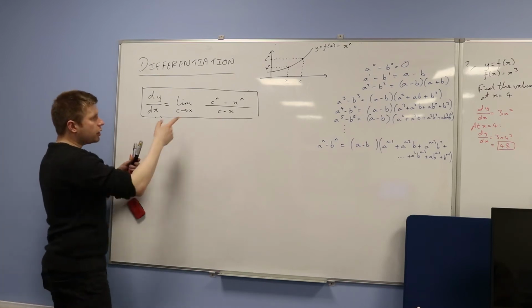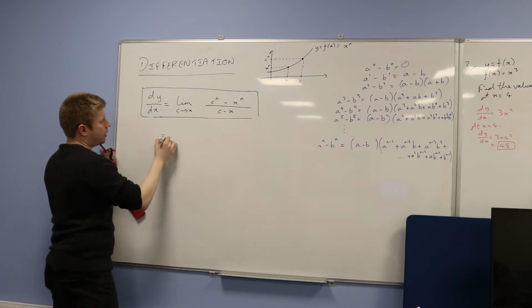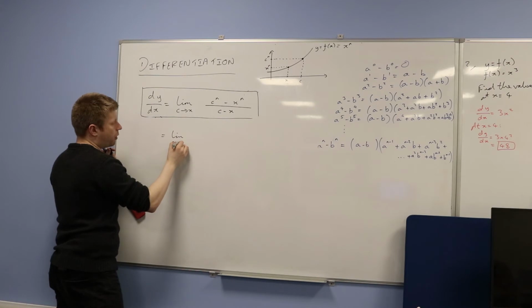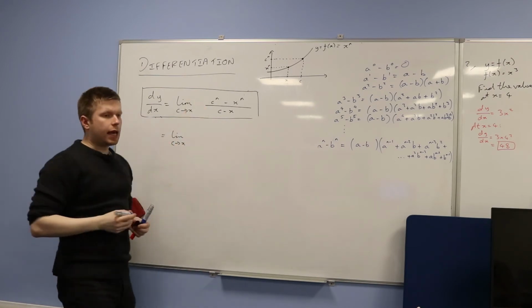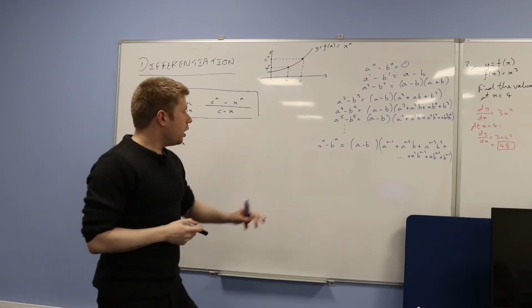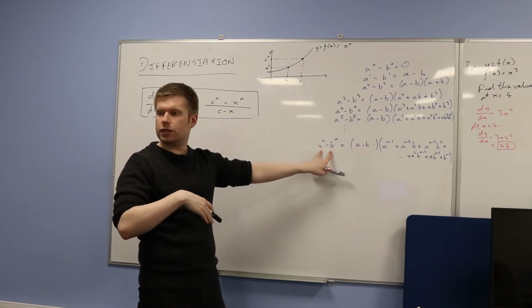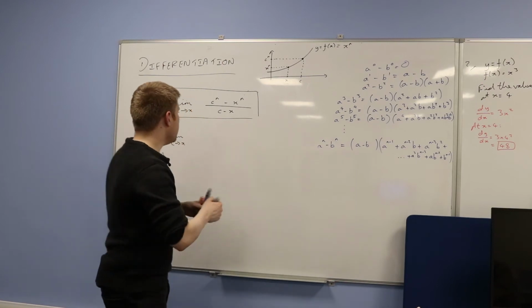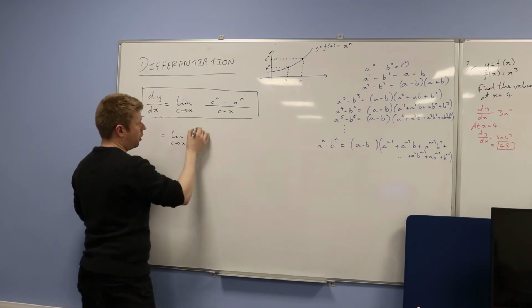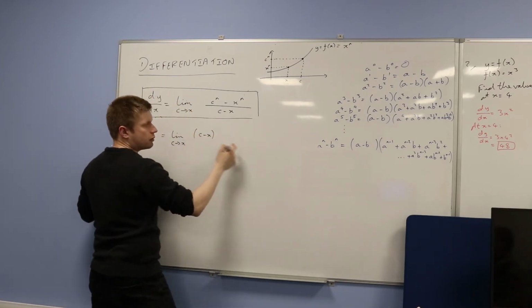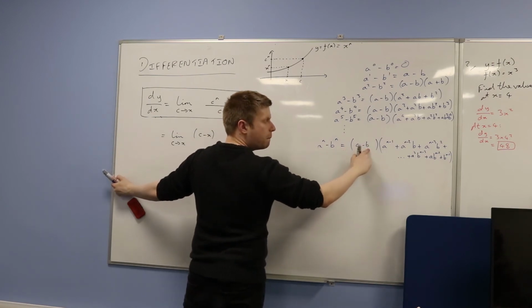I'm just going to deal with writing this out again. So I've got the limit as c approaches x. I've got c to the n minus x to the n. Are you happy that's literally exactly the same as that? It's just I replaced all my a's with c and my b's with x. So I'm literally just going to write this out. So I've got c minus x, so a goes to c, b goes to x.